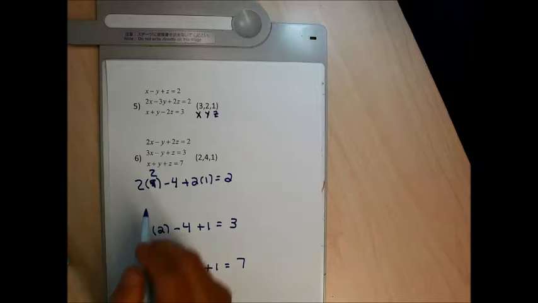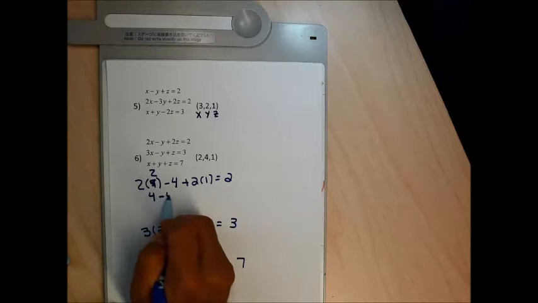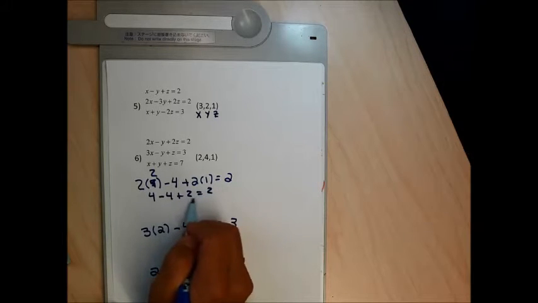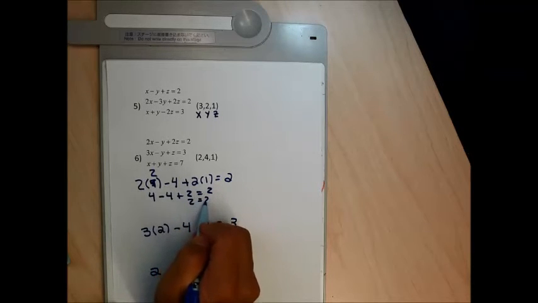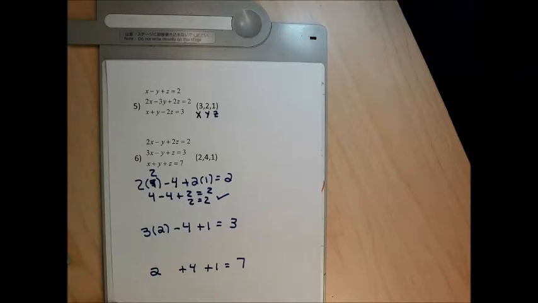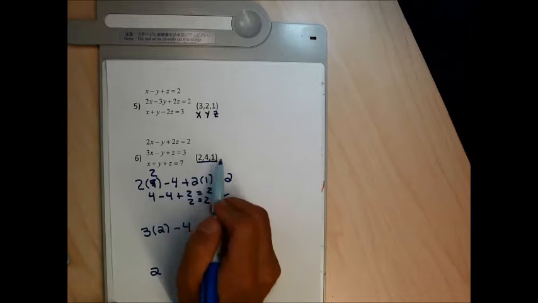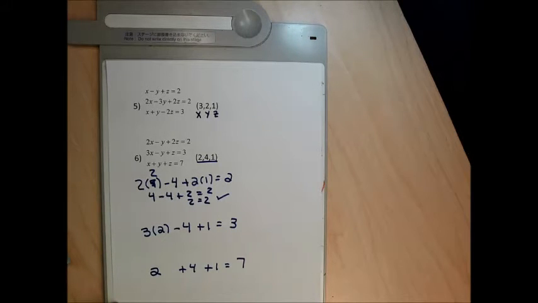So top one, I get 4 minus 4 plus 2. Those 4's cancel, and so that would simplify to be 2 equal to 2. That's good. So 2, 4, 1 is a solution to the top equation. But just because it's a solution to the top equation doesn't mean it has to be a solution to the middle or the bottom equation.